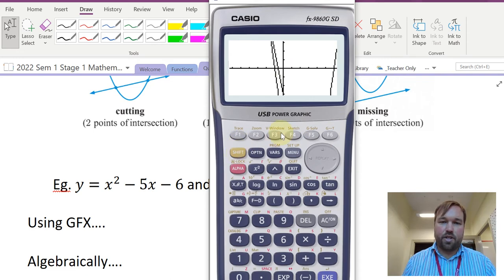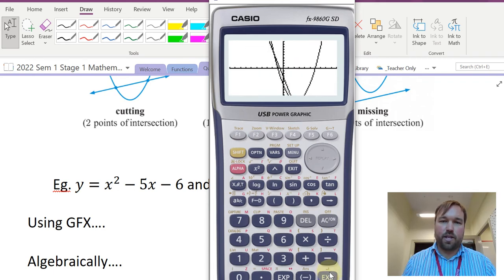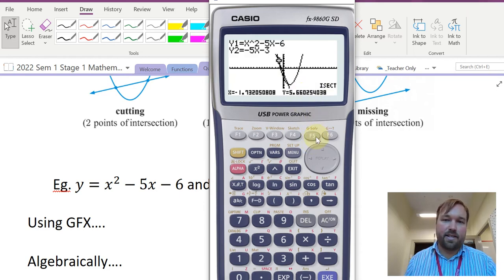If it does that, hit Shift View Window. Shift View Window Standard. Standard gives you a broader range. It should let you see more. If it still doesn't work, hit Zoom Out equals, and you zoom out. Great. Now you've got the intersections in picture. When the intersections are in picture, hit G-Solve, INS is intersect.